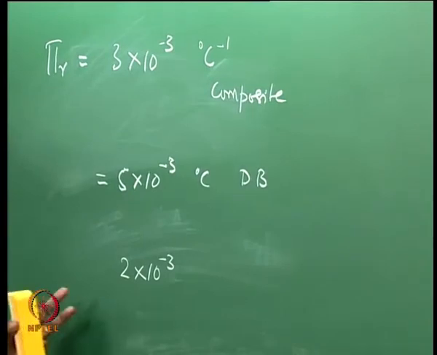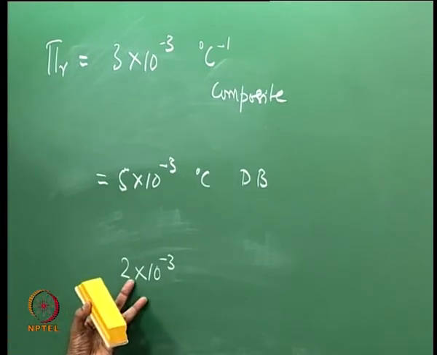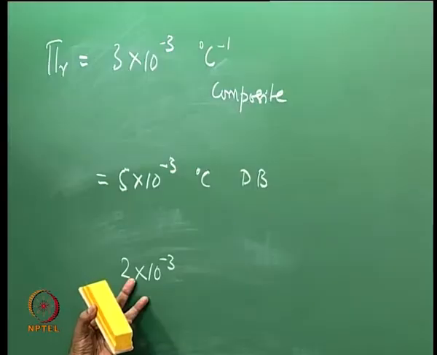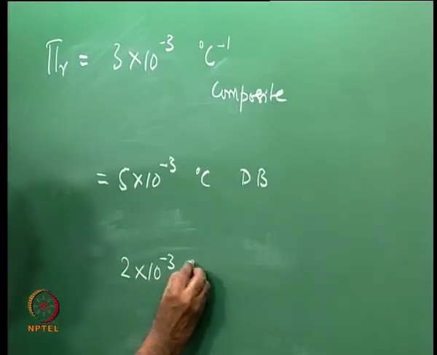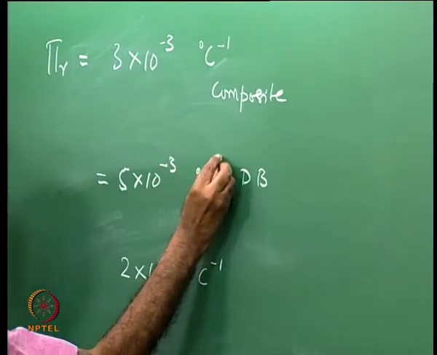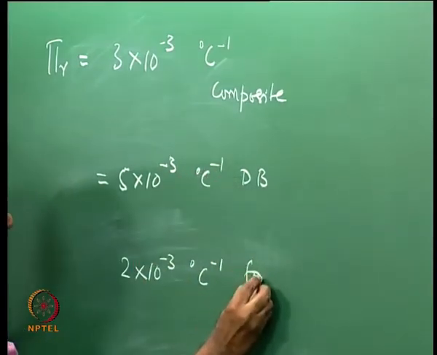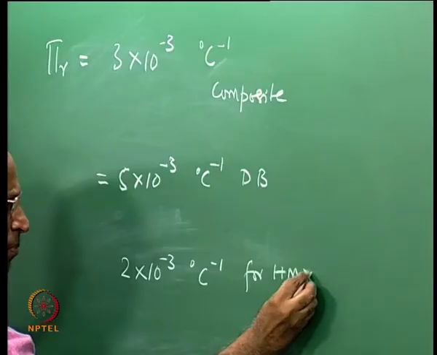And that is why for missiles you go for HMX propellants, because it is not that sensitive to variations in temperature. Per degree centigrade, for HMX based or nitramine propellants.